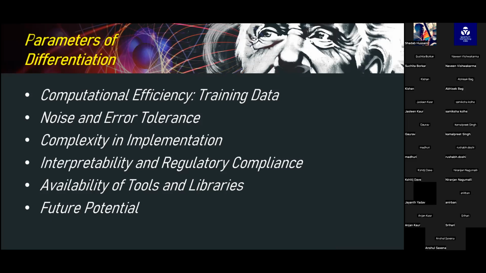Now, these are the different parameters of differentiation where quantum computers can actually replace classical computers. One is the computational efficiency. It has been proven that QML algorithms can train on a small amount of data and give you equally accurate results. You don't need large data sets, right?